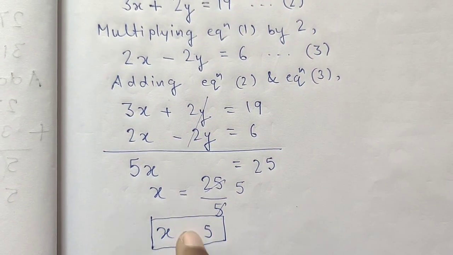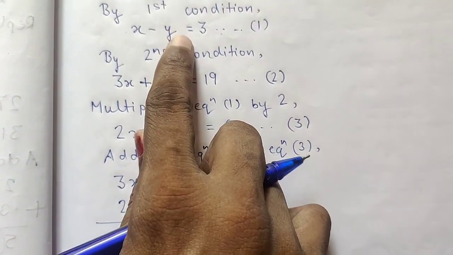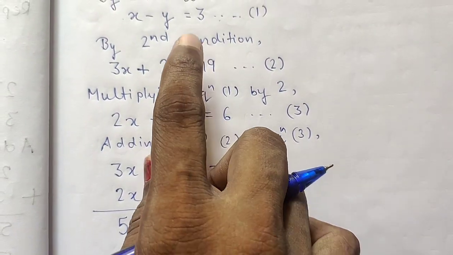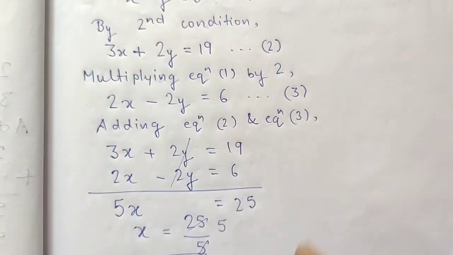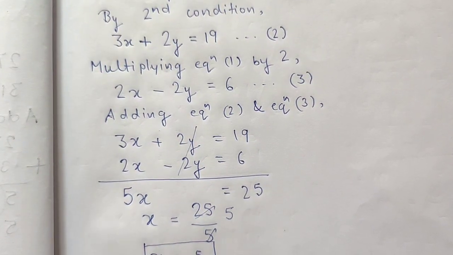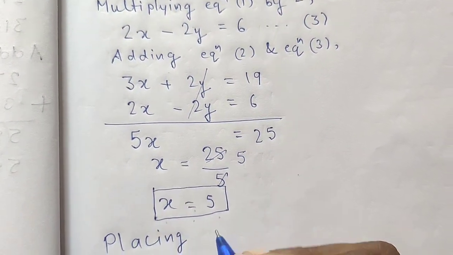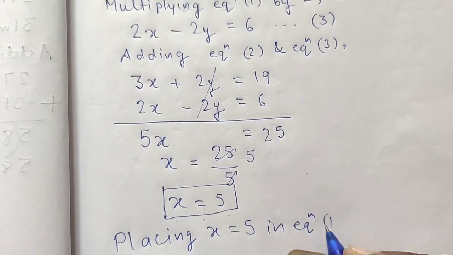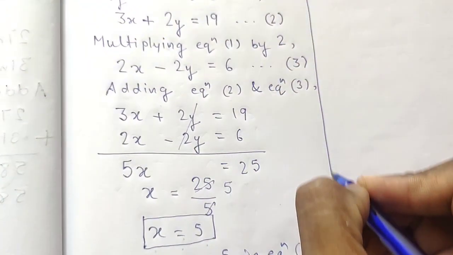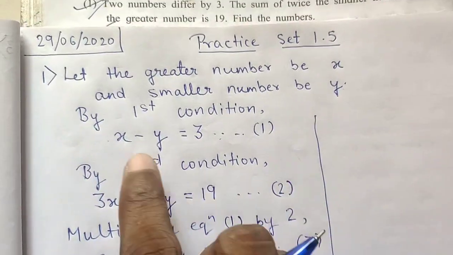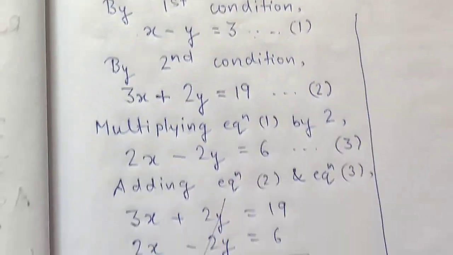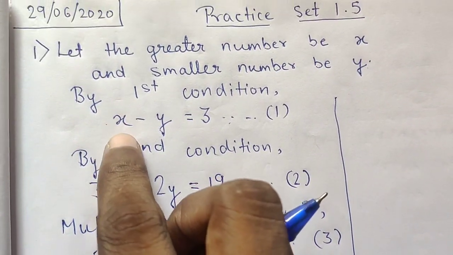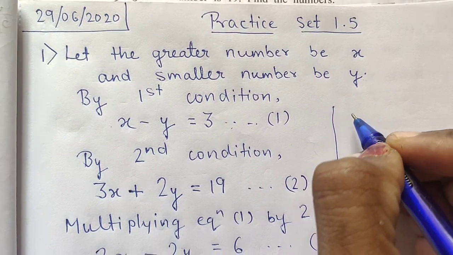Now you have to put the value of x in either equation 1, 2 or 3. So I am putting the value of x in equation number 1. So placing x equals 5 in equation 1. Let us put the x value, that is 5, which we got here. So place the value of x, that is 5, here. So what are you getting?